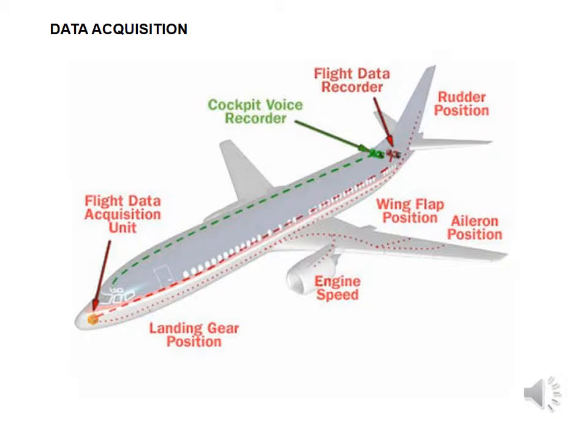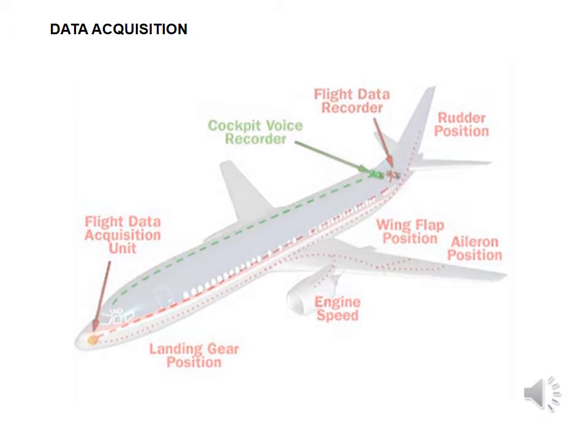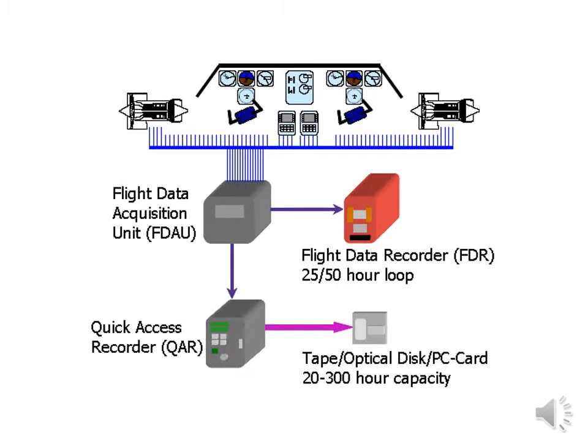The FDR is located in the aft of the aircraft. From the cockpit, all the actions and conversations made by the pilot and co-pilot are collected by the Flight Data Acquisition Unit, or FDAU, and sent to the FDR and CVR. Landing gear position, engine speed, wing flap position, aileron position, and rudder position are some of the different data recorded in the FDR. The FDR only records the data of the last 25 hours of the flight.